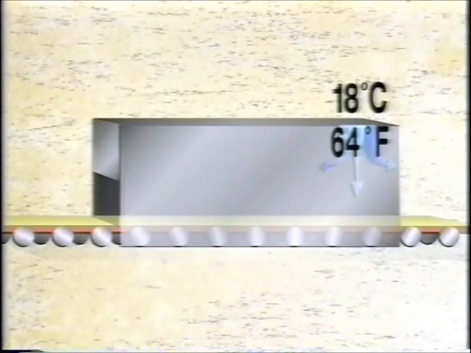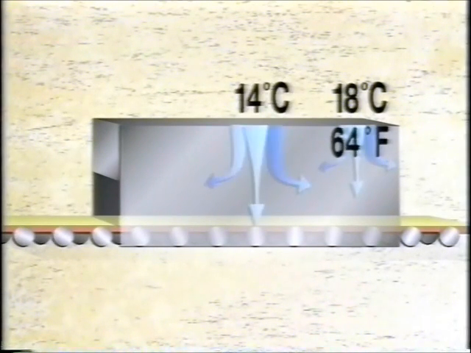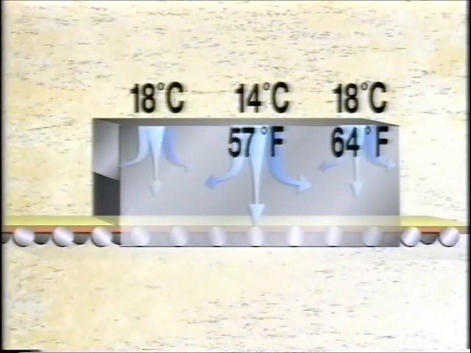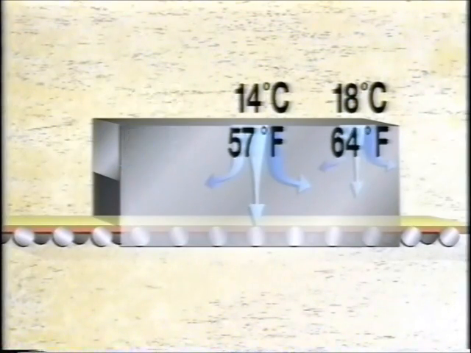An ideal cooling time for enrobed products is a minimum of 6 minutes, with the following temperature profile. At the entrance to the cooling tunnel, 18 degrees Celsius or 64 degrees Fahrenheit. At the middle of the cooling tunnel, about 14 degrees Celsius or 57 degrees Fahrenheit. And at the end of the cooling tunnel, a temperature rise again to about 18 degrees Celsius or 64 degrees Fahrenheit. This last temperature increase is particularly important to avoid condensation.